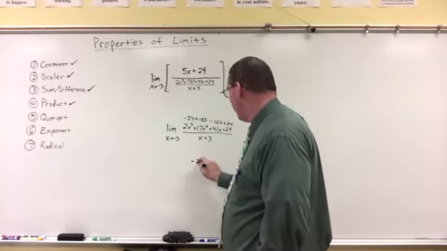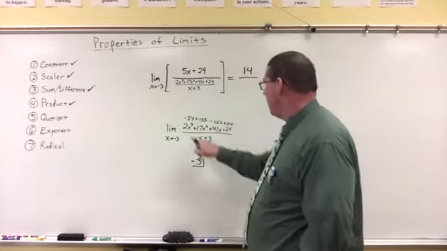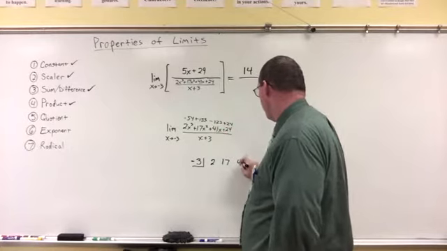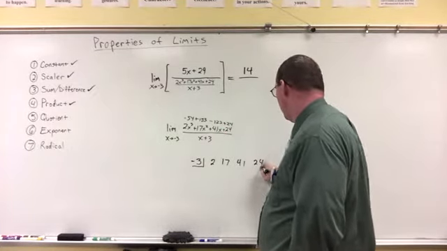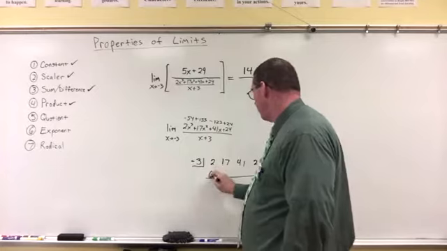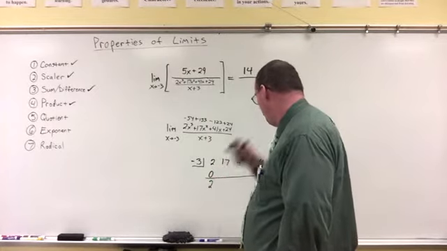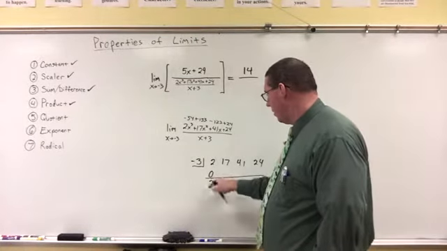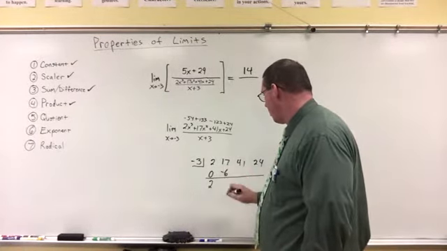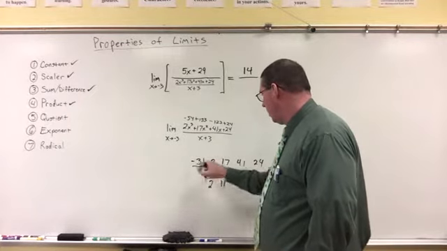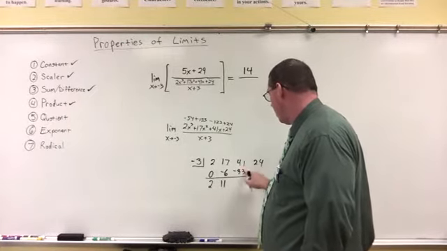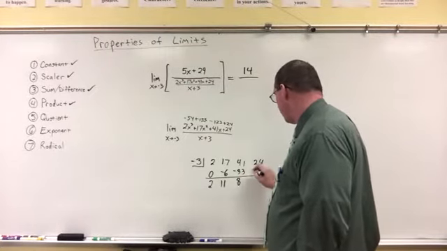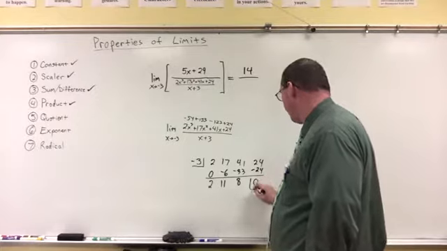So we want to put negative 3 into the half box, then we'll put a 2, then a 17, then a 41, and then a 24. We'll draw our line. I like to put a 0 here. 2 plus 0 is 2. Now remember, we want to come up with a 0 as the remainder, so be looking out for that. Negative 3 times 2 is negative 6. 17 plus negative 6 is 11. 11 times negative 3 is negative 33. Negative 33 plus 41, that's 8. And 8 times negative 3 is negative 24. And so sure enough, we have a remainder of 0.